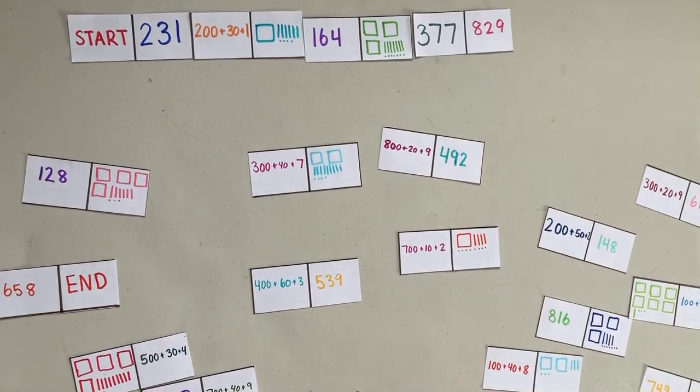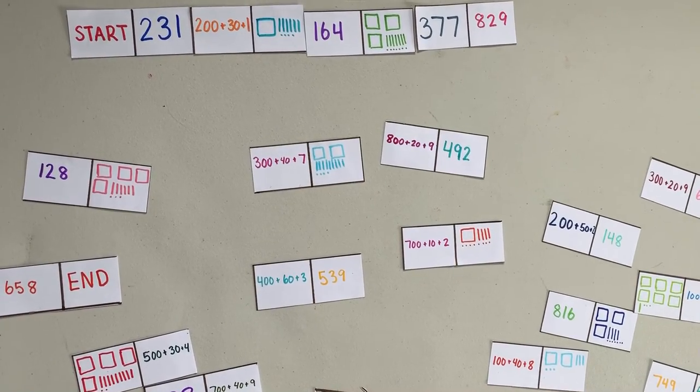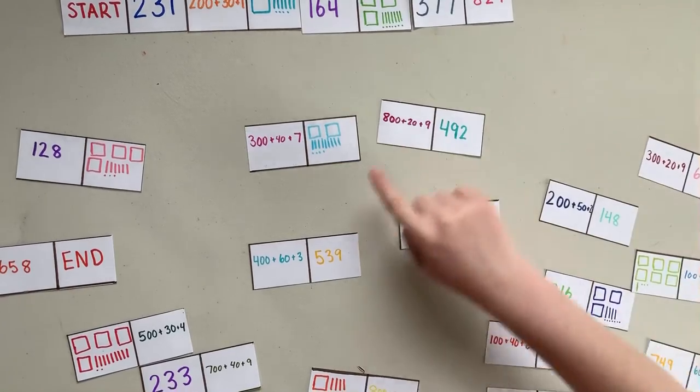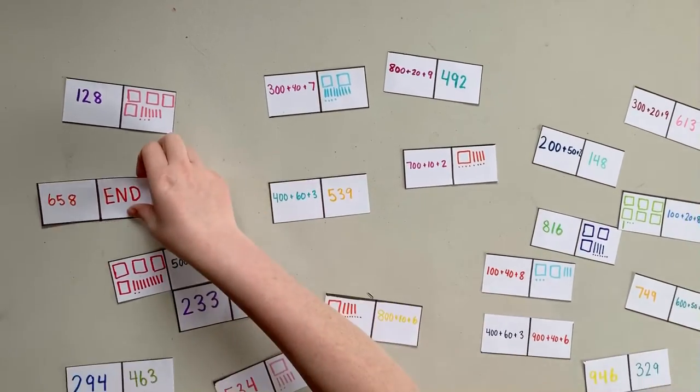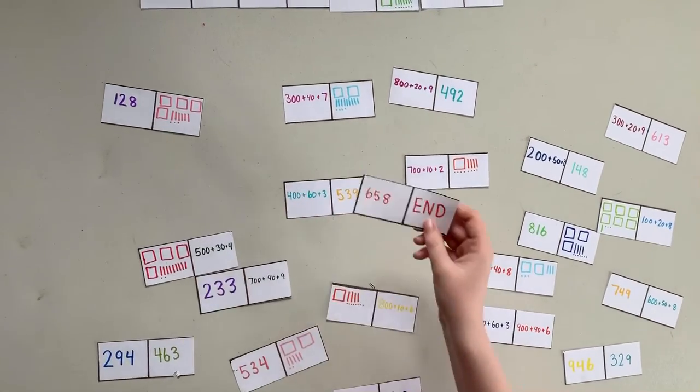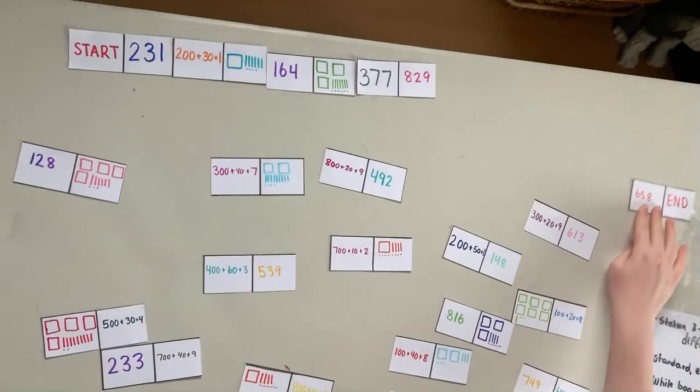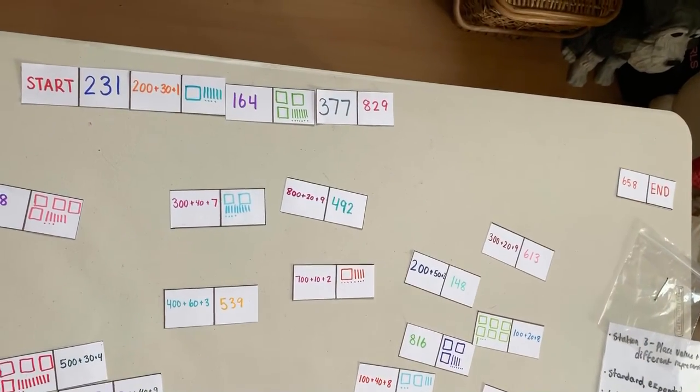So this game will continue. You'll keep playing the game until you get all your dominoes lined up and make a line. And then when you get to the last square, you'll see it has end. So this will be the very last one all the way down at the end of your table.